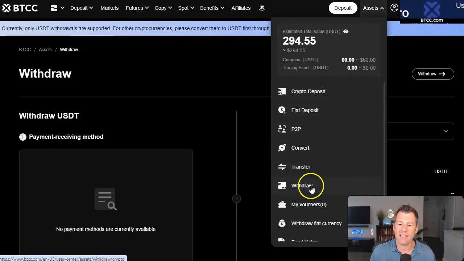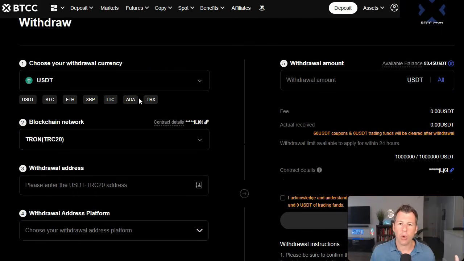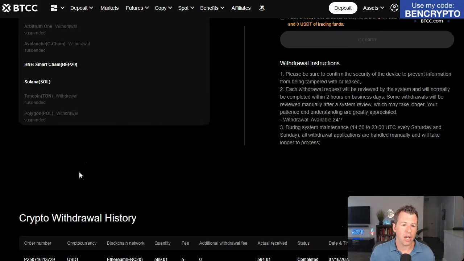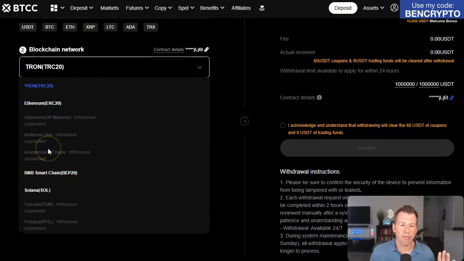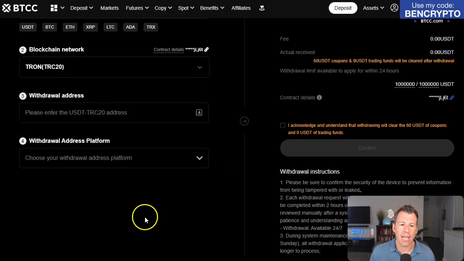So I'm going to go to assets and then click on withdraw. This is basically the same thing. So you can withdraw pretty much any coin that is tradable on the network as long as withdrawals are supported at that given moment. If you're withdrawing USDT, you would click on that. Same thing, then choose the network. It looks like right now USDT withdrawals are supported on 4 networks: Tron, Ethereum, BNB, Solana. Make sure the wallet you're sending it to is the same network, or else it might be lost.